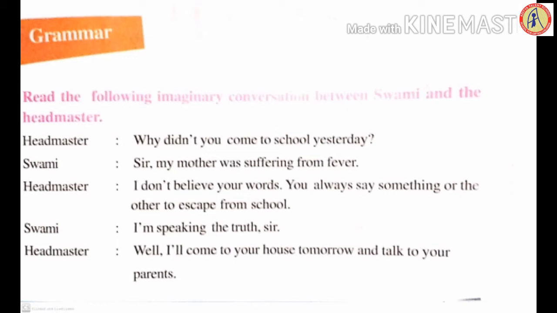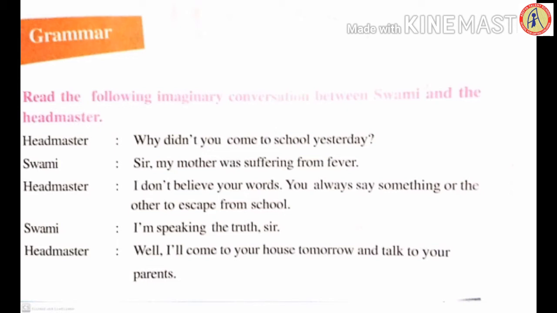So in the last class we completed a part of our grammar from our textbook, page number 53. Now we are continuing the rest of the grammar part. Today our topic is the imaginary conversation between Swami and the headmaster. The book has given you an imaginary conversation.